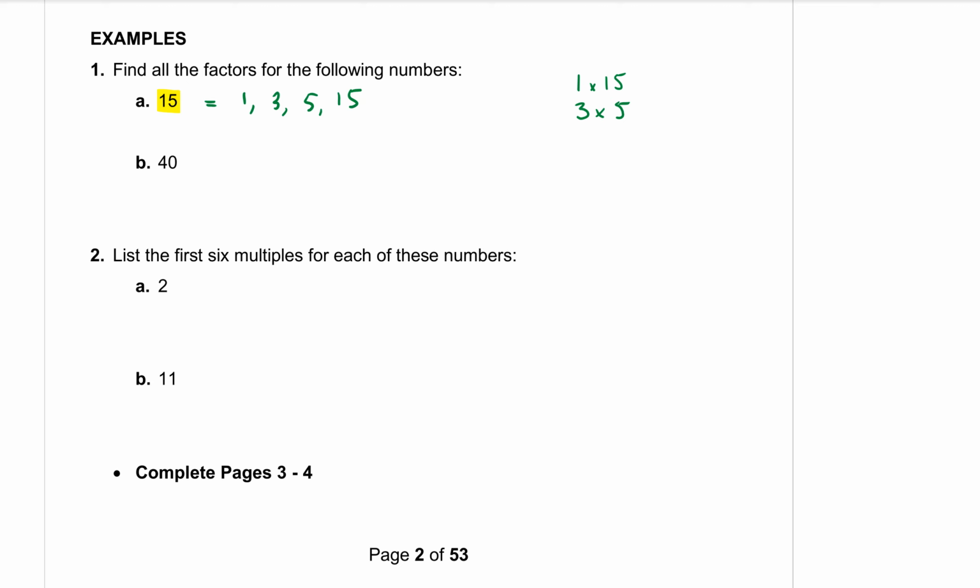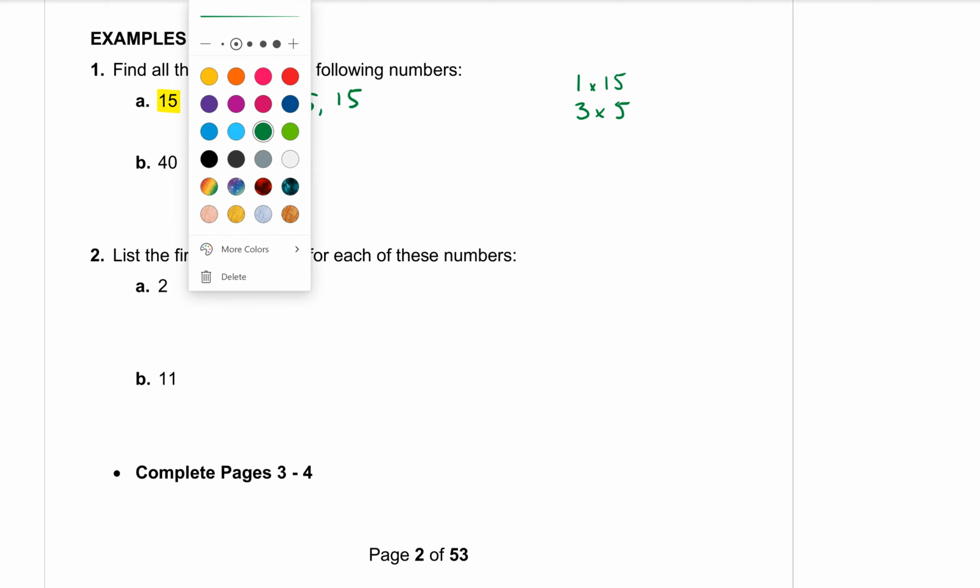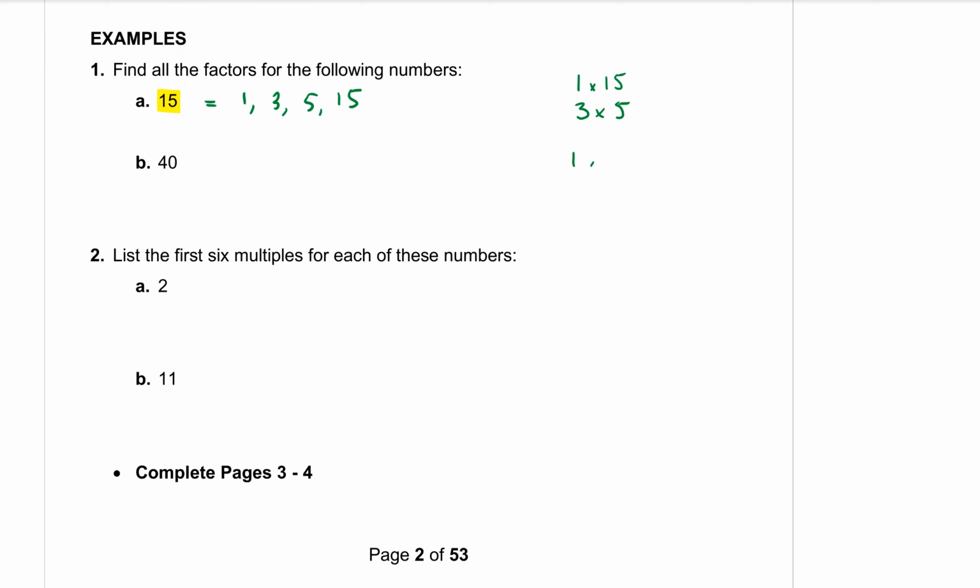Let's try that again with 40. It's always going to be 1 and 40 to start with. That's always going to be your first one: 1 times the number, 1 times 40. Can I do 2 times? Yes? Poppy, what is it? 2 times 20. Excellent. Can I do 3 times? No. You'd be checking on your calculator: 40 divided by 3. Nope, that doesn't work. Can I do 4 times? Yes. 4 times what, Daniel? 10. 4 times 10. Good.